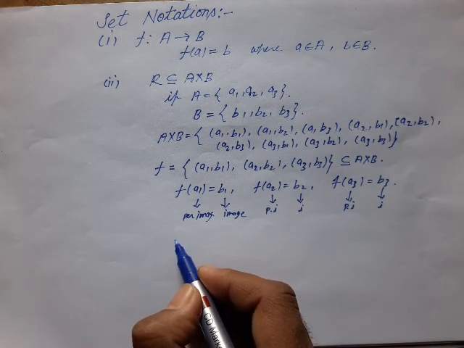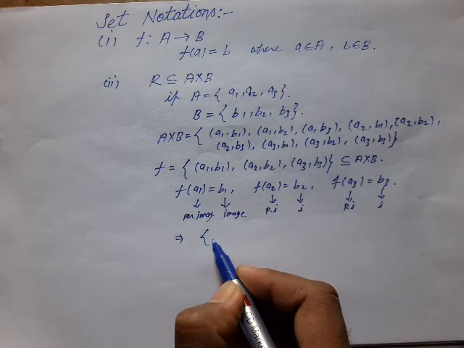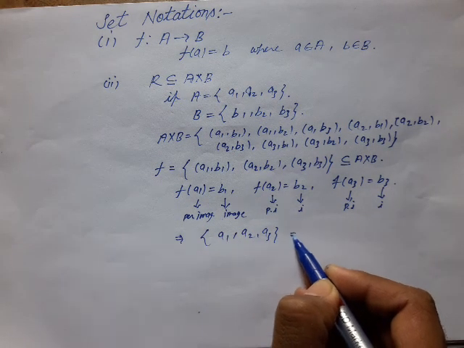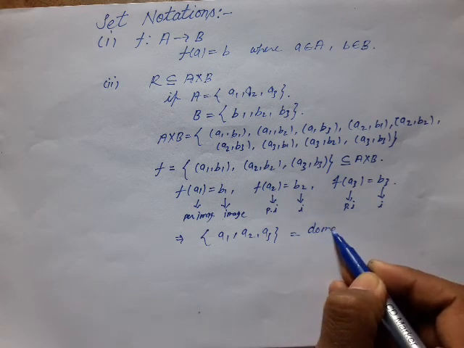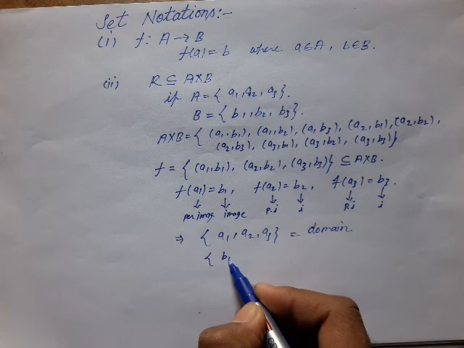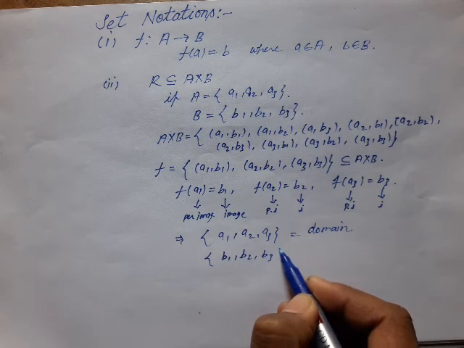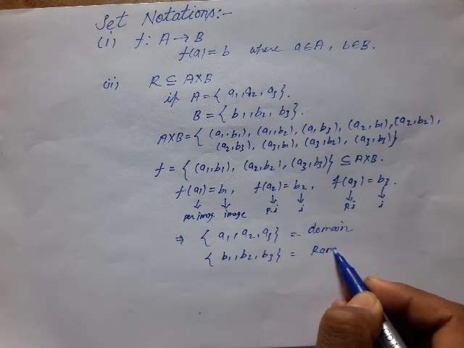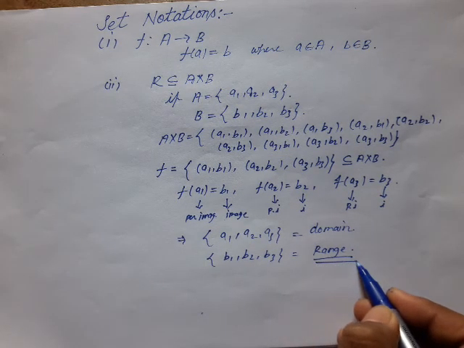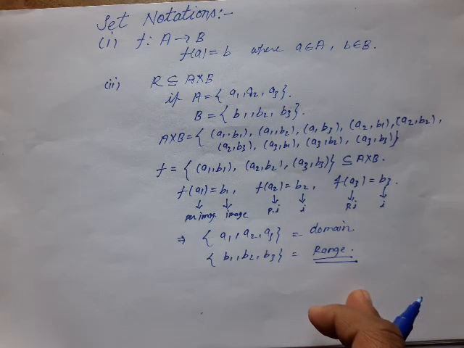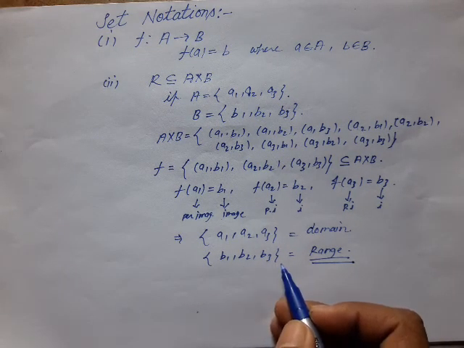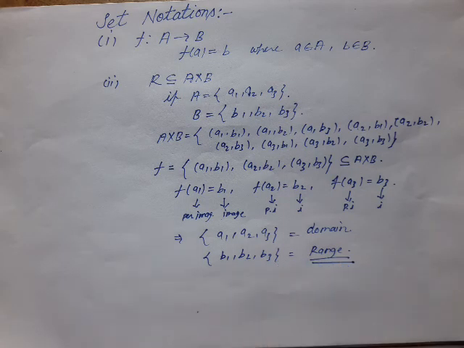Now the second thing that comes out is that the set of a1, a2, a3 is called the domain, and the set of these images b1, b2, b3 is called the range. So you can see that there is one more definition, which is of the range. The range is the set of all images, and this is called the range.